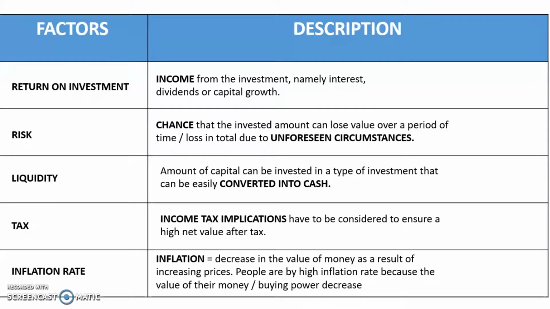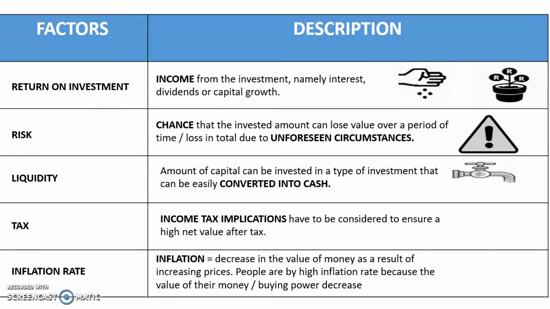So what we're going to do now, we're going to look at some images just to illustrate this in a way so that we can understand it better. And the first image is a hand that throws seed. And is that not true in terms of growth? That indicates capital growth. The second one is the image, which is a warning sign for unforeseen circumstances, the risk for that. The third one is like a tap with water that indicates the money that flows.